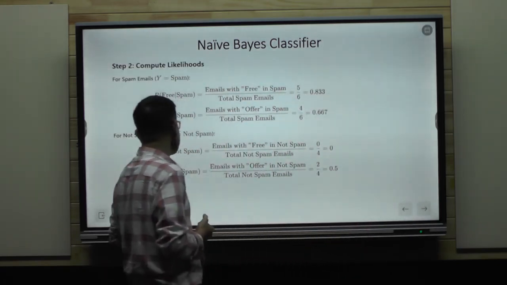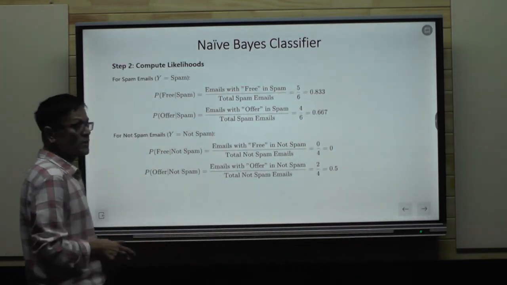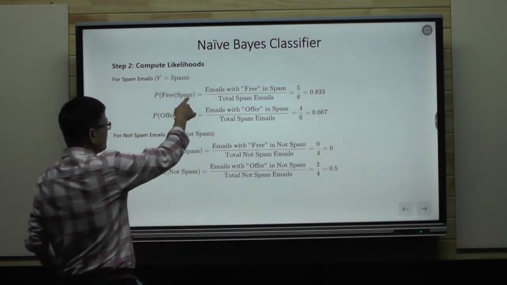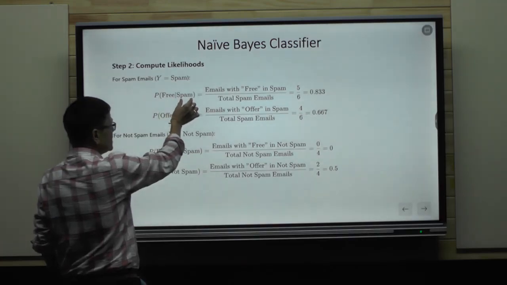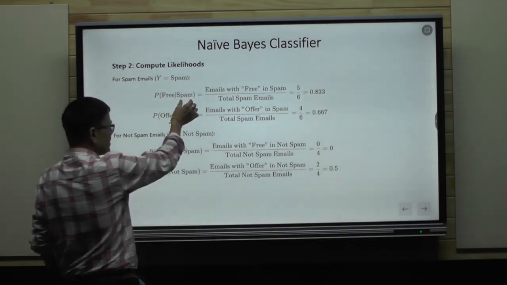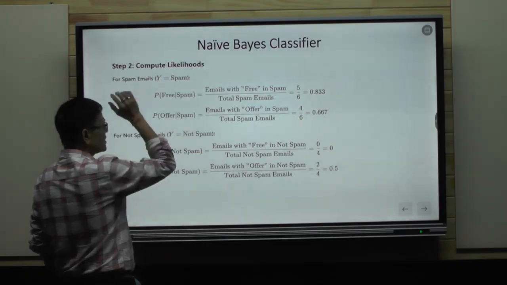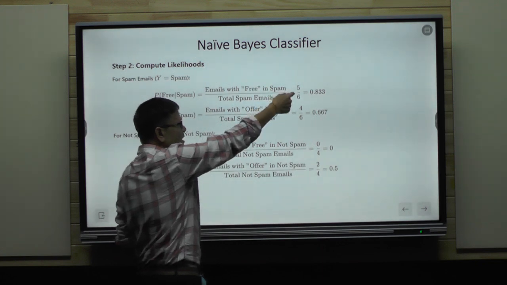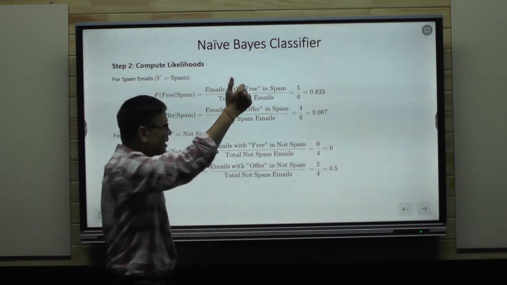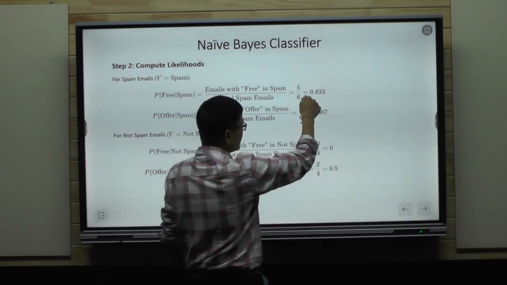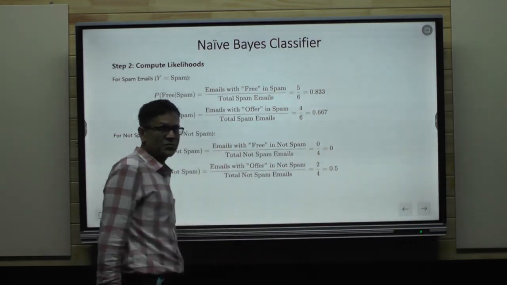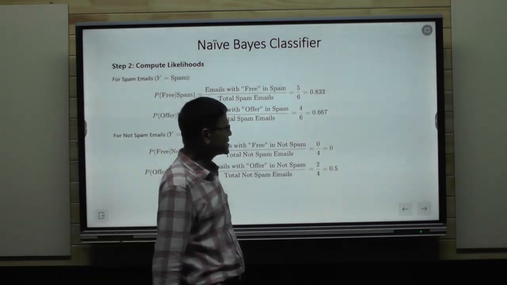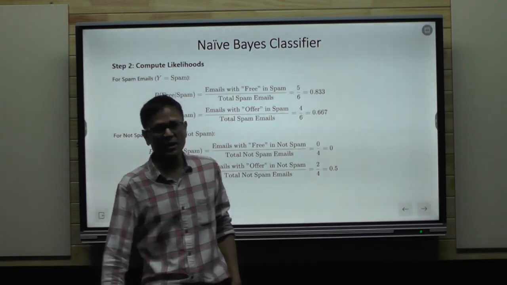Now you compute the likelihoods. The likelihoods are computed for free given spam and offer given spam. The word free is present in the emails classified as spam, and offer is present in emails classified as spam. So emails with free in spam is 5 out of 6, and total spam emails were 6, so that computes to 0.833. And offer given spam is 4 upon 6, that computes to 0.667.